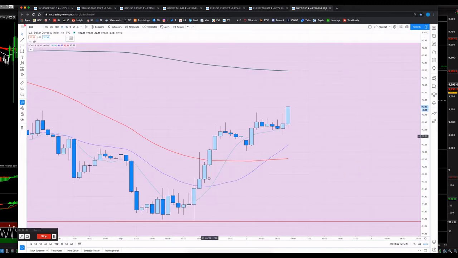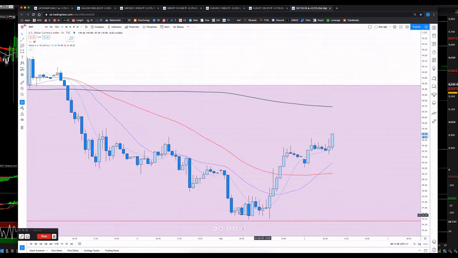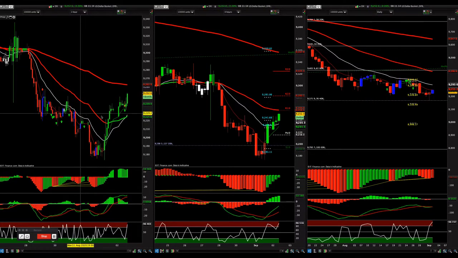But yeah, it was really important just to highlight this area, and you can see how price failed to break below, and just understanding support and resistance as a whole, really, and knowing when price is likely to reverse.